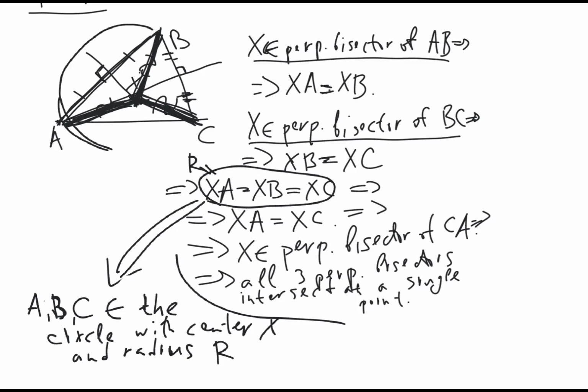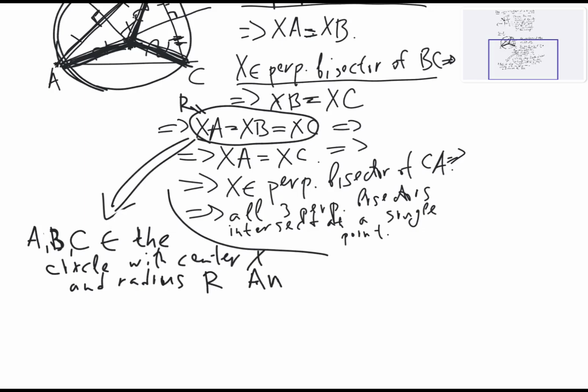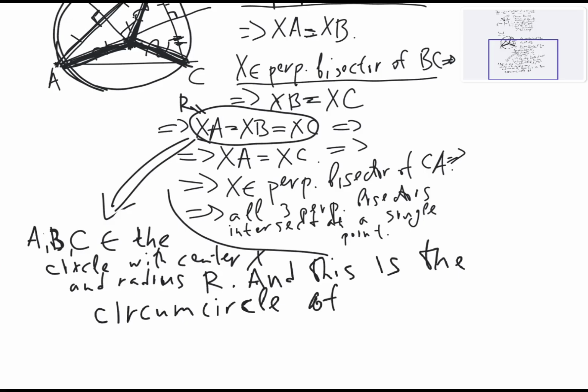So by definition, it is the point at the same distance from all three vertices of the triangle, and this is the circumcircle of the triangle ABC. So this concludes the proof.